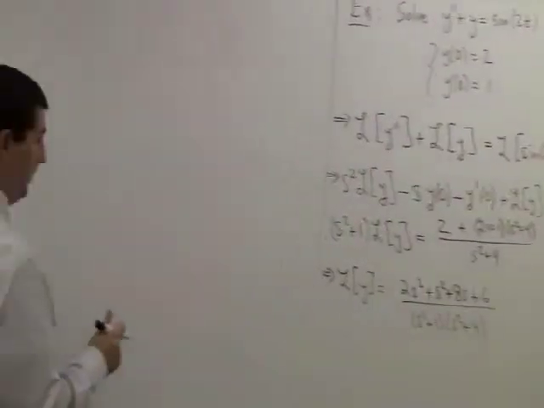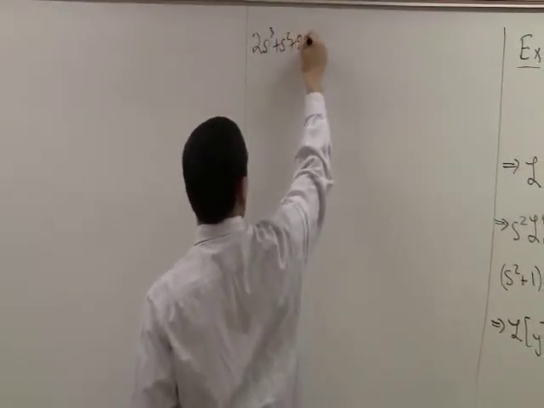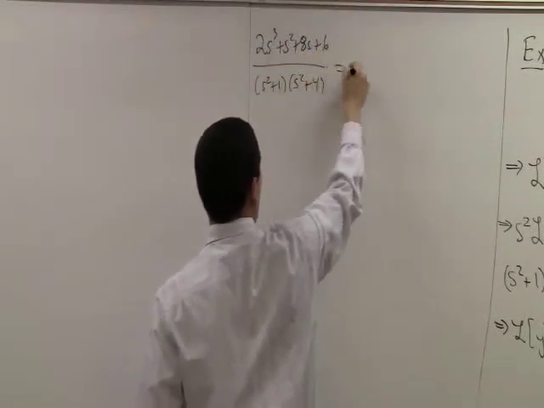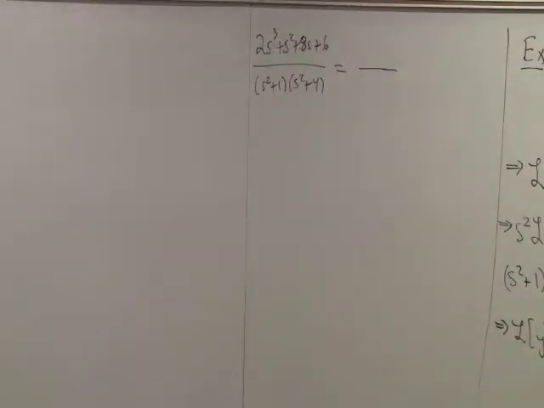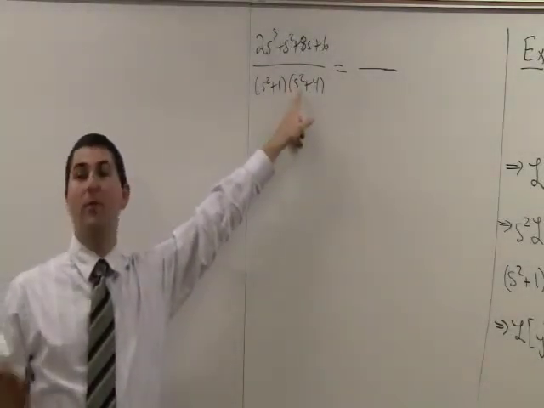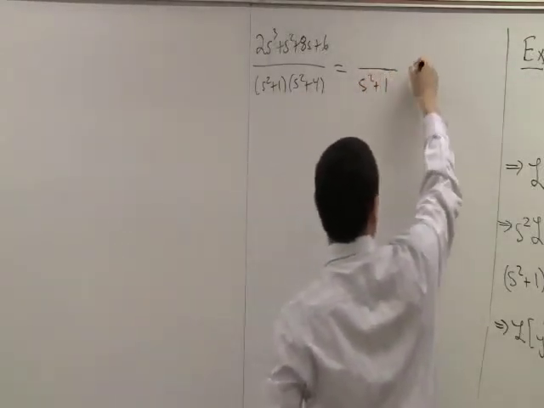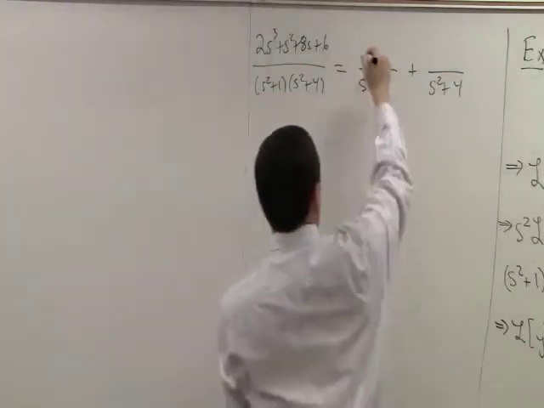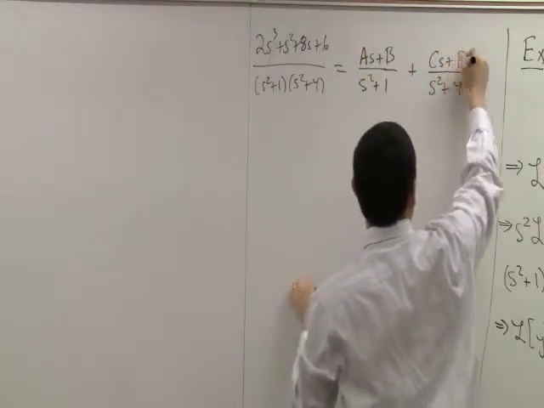So we need to make (2s cubed plus s squared plus 8s plus 6) over (s squared plus 1) times (s squared plus 4) equal... do you guys remember how to do it when it's quadratic terms? All right, well first, can you factor these over the reals? No. So we put these quadratics on the bottom, and what goes on top? As plus b, exactly. You need to put a linear term on top, and then here we'll use cs plus d.